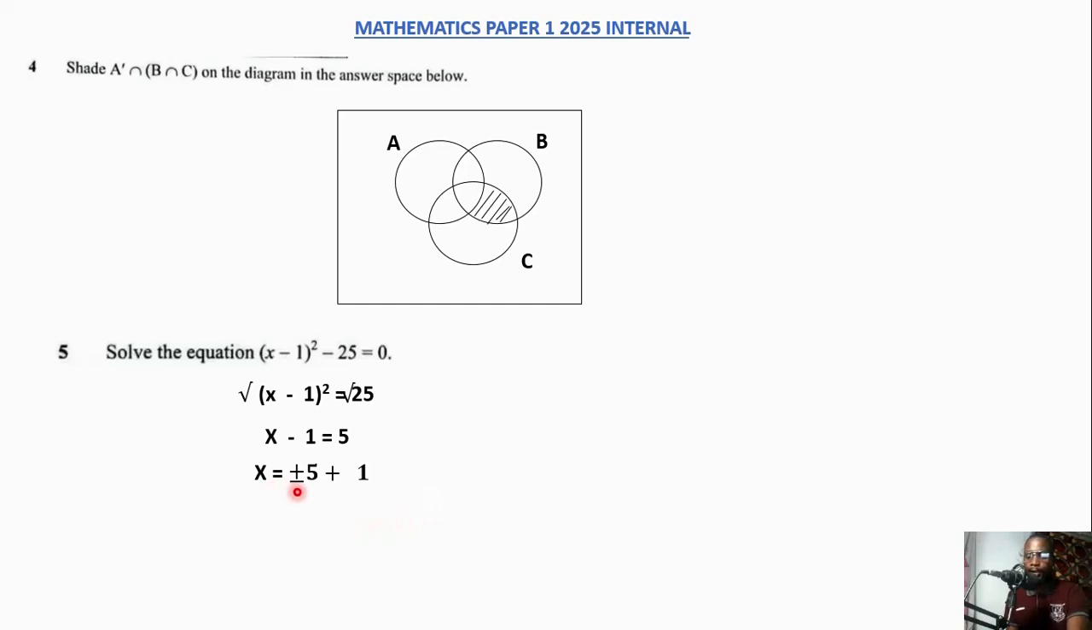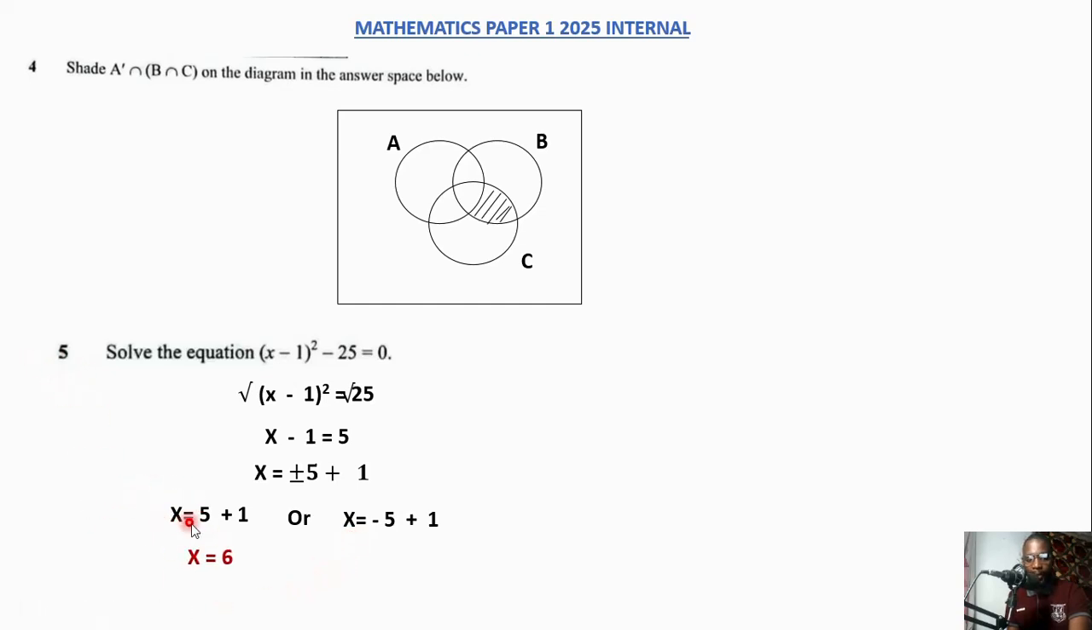So we can first solve for the positive value, whereby we say x is equal to 5 plus 1. So what I've done here, I've first tried to solve for the positive value. Or we can also find the negative value. So here I'm saying x is equal to -5 plus 1. I'm now picking this negative. We also want to know the negative value of x.